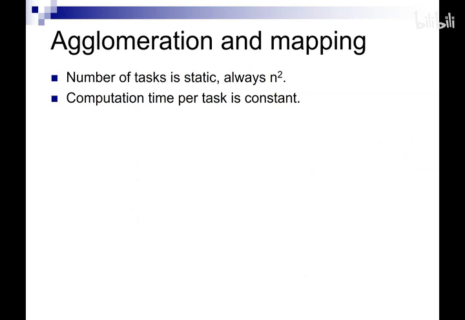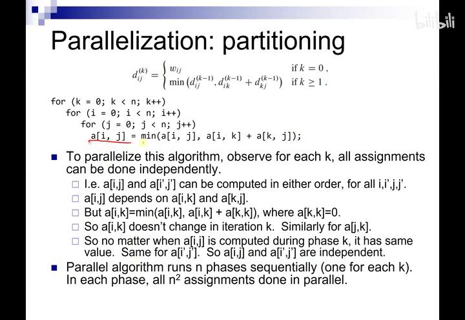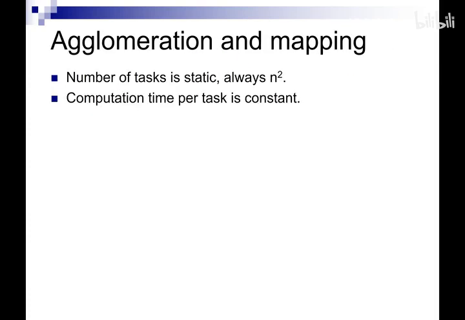Okay, so next we're going to do the agglomeration and the mapping steps. We know a priori how many tasks we have for each value of k. So we have n squared tasks. The tasks are not being created dynamically, and each task is just doing this computation over here, so all of the tasks have the same size.